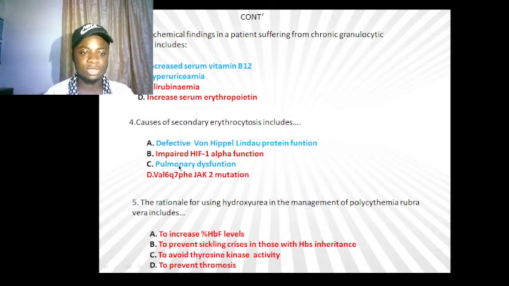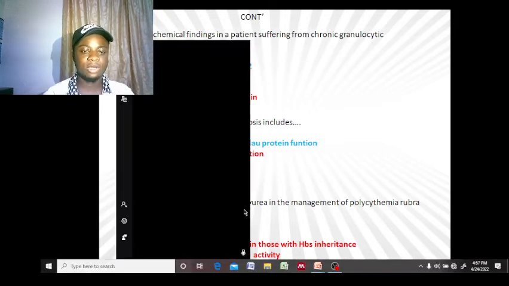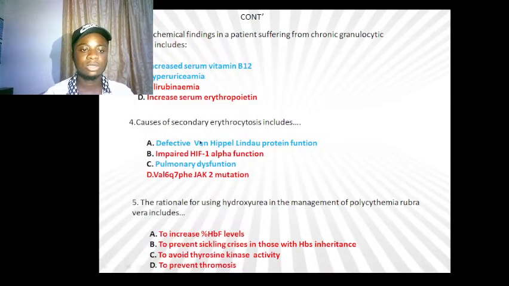Very, very important. B: impaired HIF1 alpha function. HIF is a protein which is required to stimulate the production of erythropoietin. And when erythropoietin comes into circulation, it finally stimulates erythropoiesis.